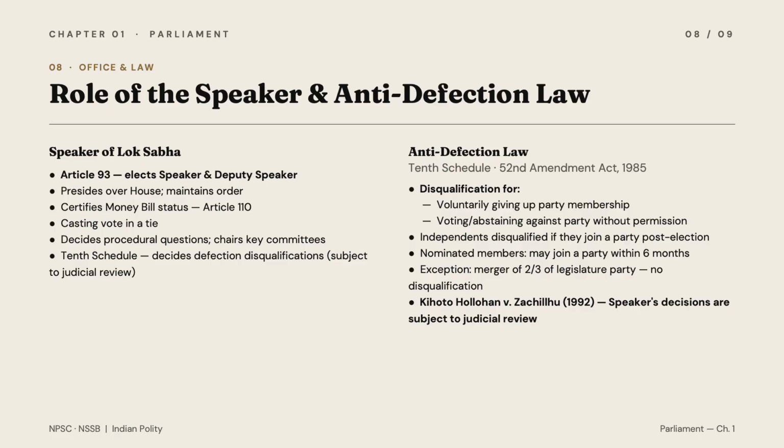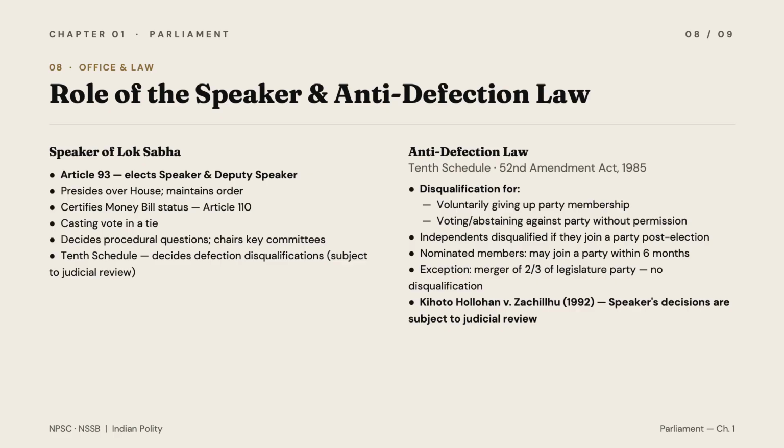But there's a small condition, which we will see in the anti-defection law. Okay, under what terms and conditions will you be punished under the anti-defection law? So it is mentioned in the 10th Schedule. The 52nd Amendment of 1985 was the amendment that added the 10th Schedule. I explained that as well. What are the disqualification criteria?